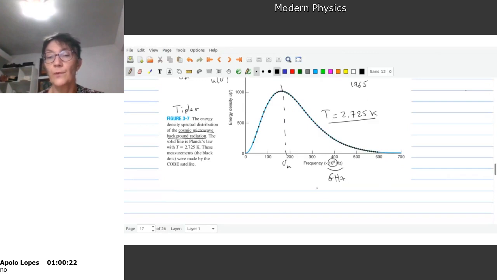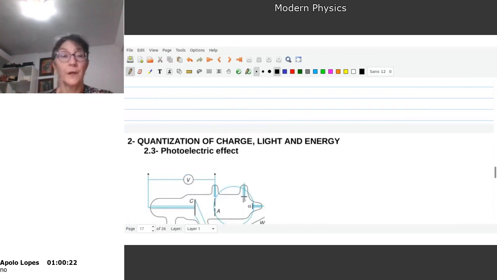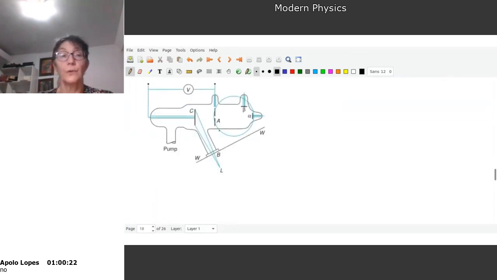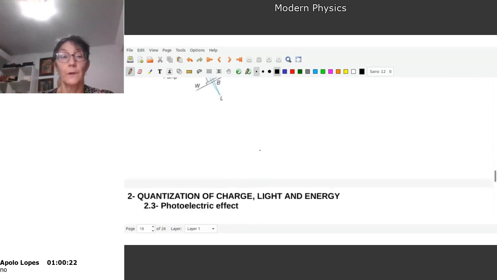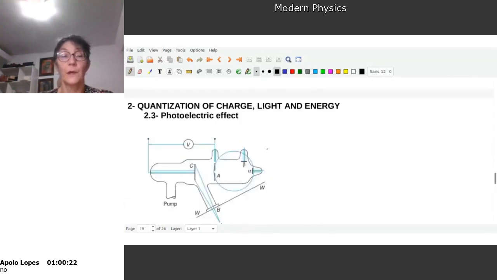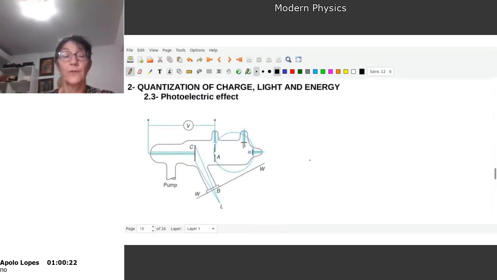I remind you that for visible light, the frequencies are around 10 to the 14th hertz. So this is low frequency. Okay, so we don't have a lot of time. I don't know if I will have time. Let's begin with the photoelectric effect.